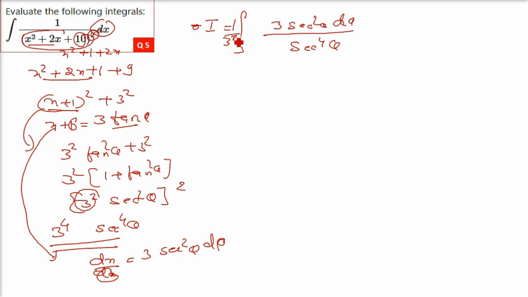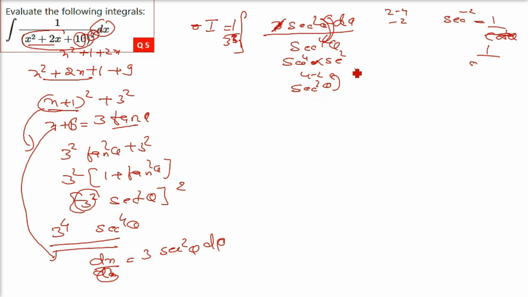Now one 3 cancels out from here. So we are just left with 1 by 3 cube. And this sec square and sec to the power 4 will get cancelled. So 2 minus 4 will be negative 2. So sec to the power minus 2, that is 1 by sec square, and sec square will go up and form cos square theta. So we are getting cos square in the numerator. So we'll get integration of 1 by 27, let's write it here, cos square theta d theta now.